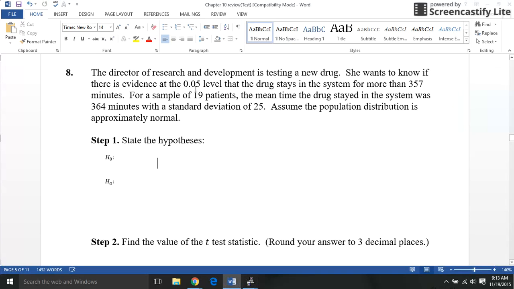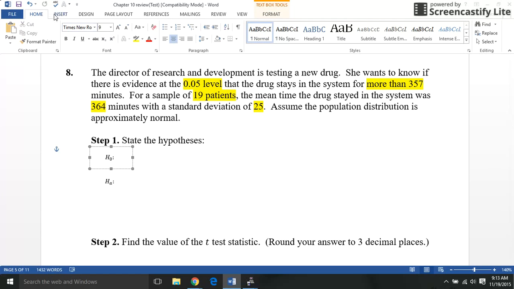All right, so let's go back up here and see what we have. We have a 0.5 level of significance. We know it wants to stay in their system more than 357 minutes. It's a sample of 19 patients, which is N. And the mean time for the sample is 364 minutes and a sample standard deviation of 25. So now that we have all that information, let's go get our hypotheses.